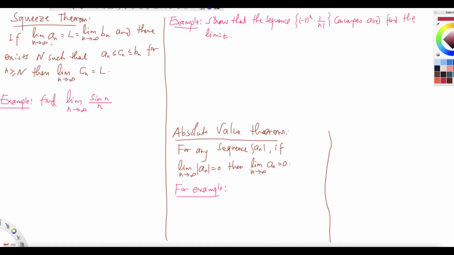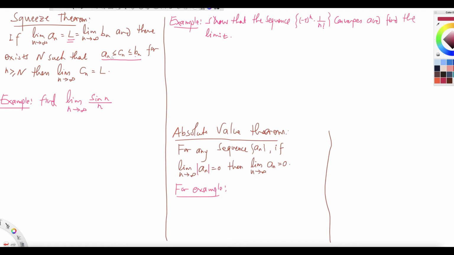Sometimes it is hard to find the exact limit of the nth term. In such a case, this theorem may help to find the limit of a sequence. What it says is, suppose that an and bn are two sequences, and both sequences have limit L. If the limit of an and the limit of bn are equal to L, and there is a third sequence Cn that lies between an and bn, not everywhere, you don't need to have Cn between an and bn everywhere.